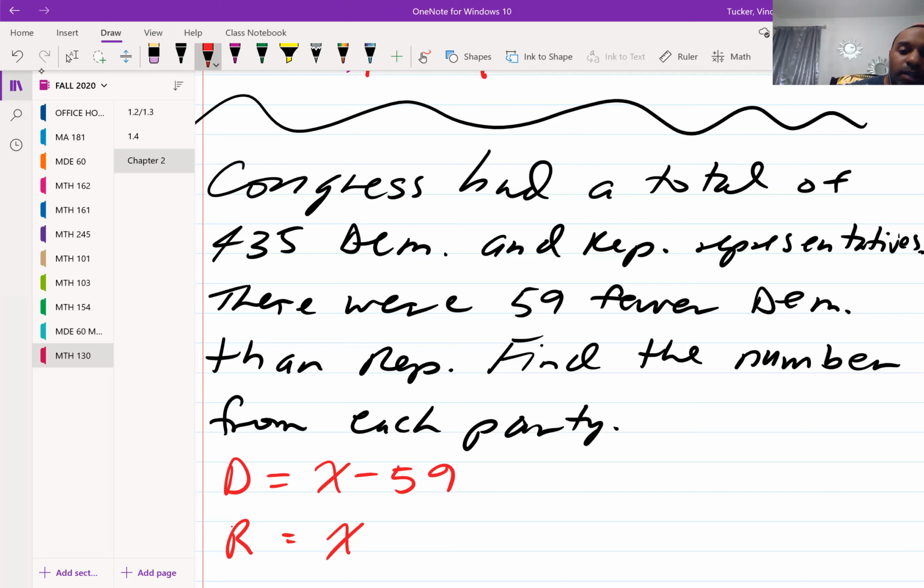Another way of looking at it, and we're only going to explore one of the ways, I could have called the Democratic Party X and then the Republicans X plus 59. So it just depends on how you see it, as long as the relationship holds: there were 59 more in the Republican Party than the Democrats.